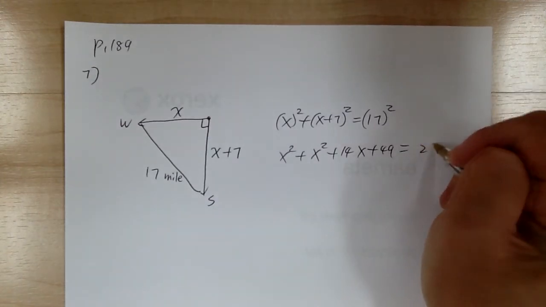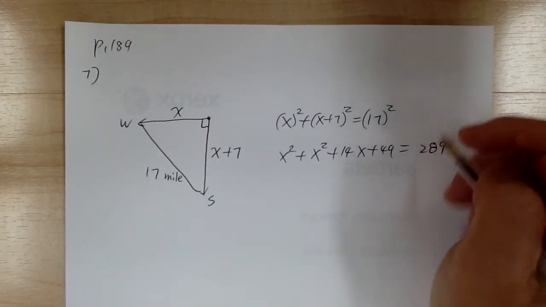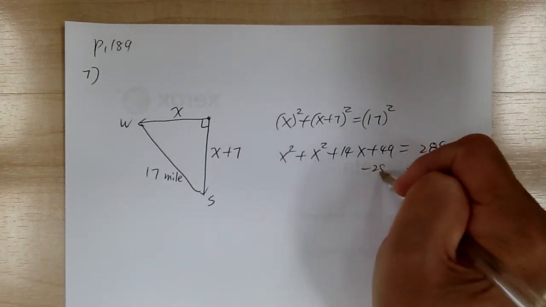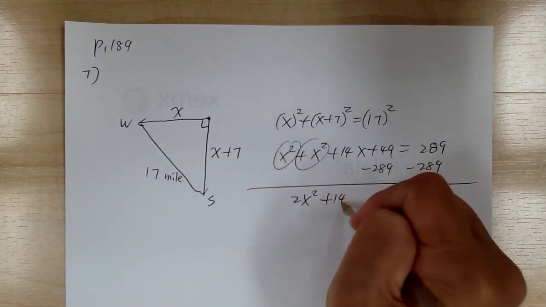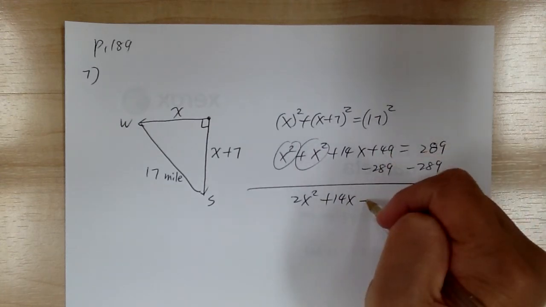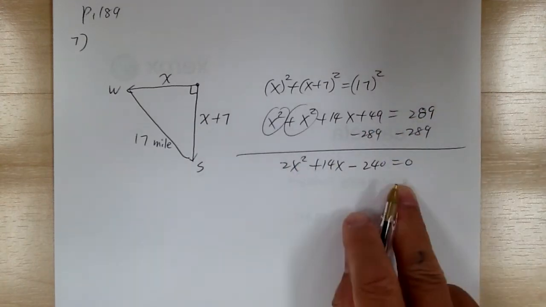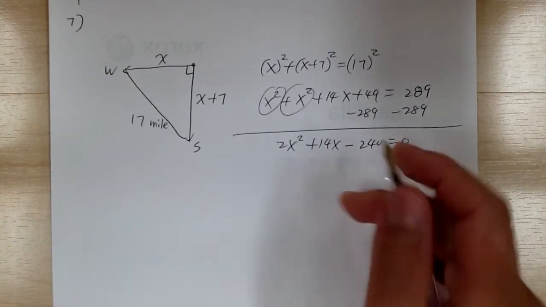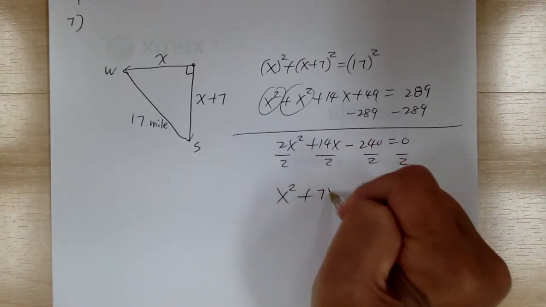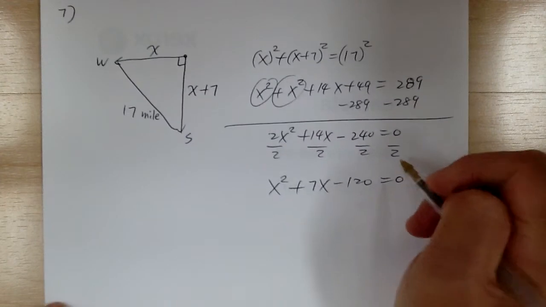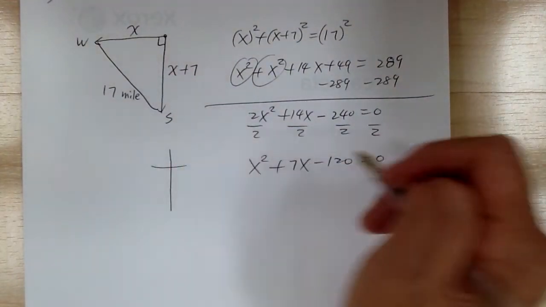So you get 289. Then after that, you need to make it equal to 0, so minus 289 on both sides. Combine the like terms, and this would be minus 240. Then you divide by 2 to lower your number so it's easier to factor. So you get x squared plus 7x minus 120 equals 0. And so go ahead and do your master product.